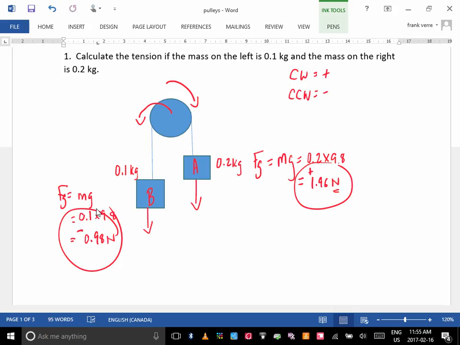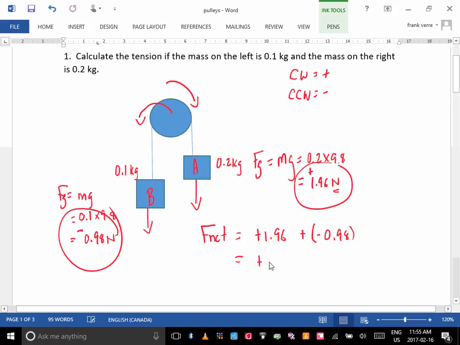Now we can figure out the net force. The net force is just going to be the sum of those two. So it's going to be plus 1.96 plus negative 0.98, or just 1.96 minus 0.98. That's going to give us a net force of plus 0.98. And the positive means, because we said positive is what? Clockwise? So the positive means it's going to rotate clockwise.